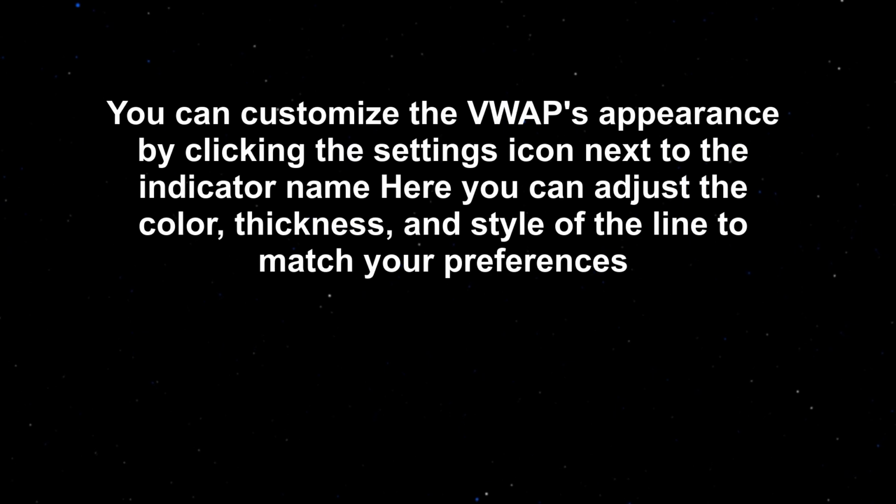You can customize the VWAP's appearance by clicking the settings icon next to the indicator name. Here you can adjust the color, thickness, and style of the line to match your preferences.